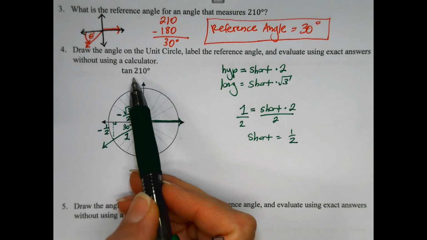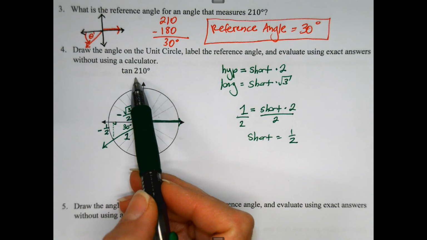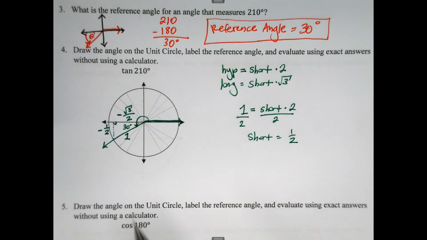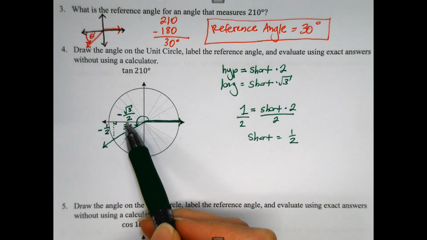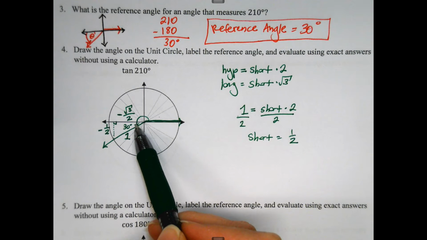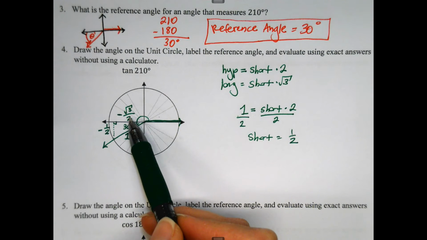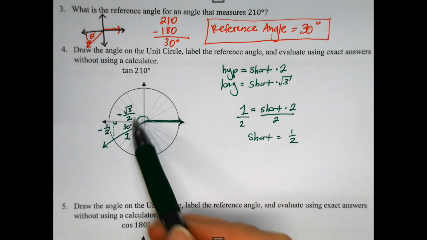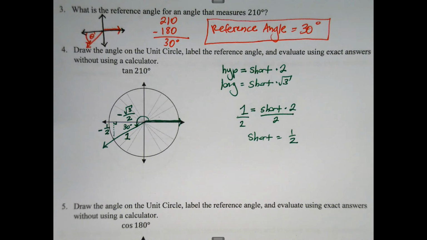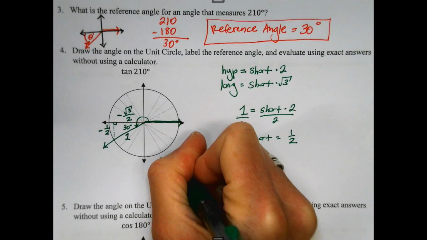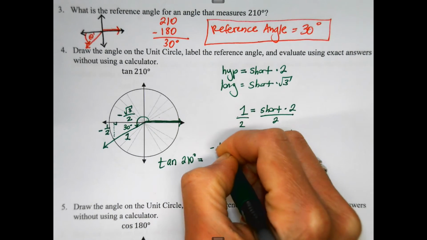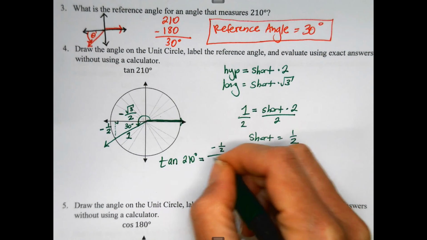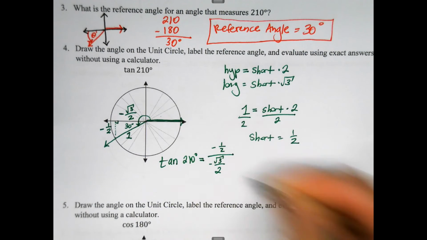Now that we have all the sides on our triangle, we want to evaluate tangent of this angle. Tangent is opposite over adjacent. You could think of it as y over x or sine over cosine. There's many different ways that are all equivalent to view tangent. We have the tangent of 210 is going to be equal to our opposite, negative 1/2, divided by our adjacent, which is negative square root of 3 over 2.